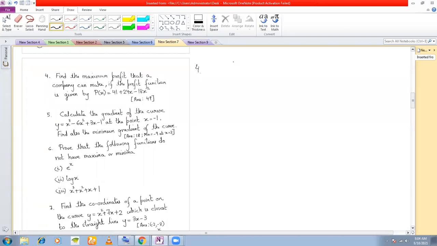So this, you can consider to be a kind of important problem. Find the maximum profit that a company can make if the profit function is given by P(x) = 41 + 24x - 18x squared. So given here, profit function P(x) is equal to 41 + 24x - 18x squared.